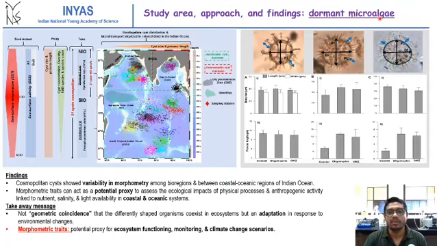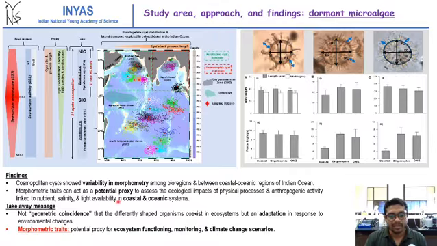When we move on to the dormant microalgae, I have studied them again from a huge area of the Indian Ocean, which again includes different bioregions like the Arabian Sea, Bay of Bengal, Equatorial region, and South Tropical Indian Ocean up to 30 degrees south. Here we found that there were cosmopolitan cysts which showed variability in their morphometry among the bioregions and between the coastal and oceanic regions of the Indian Ocean, as you can see here in this graph.